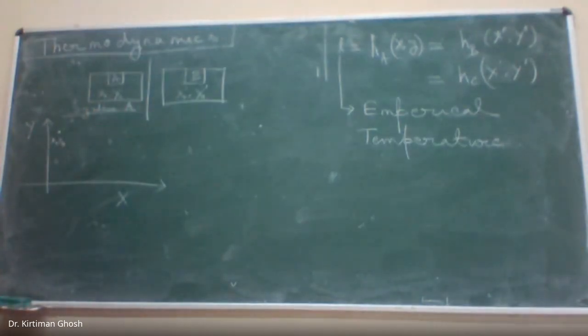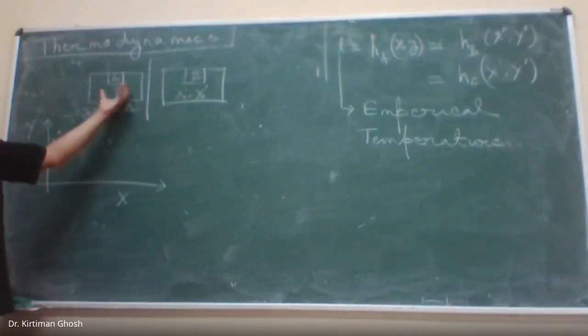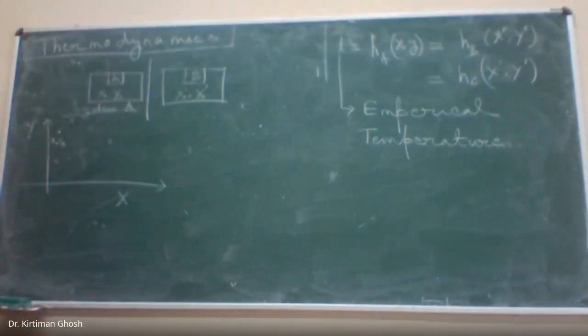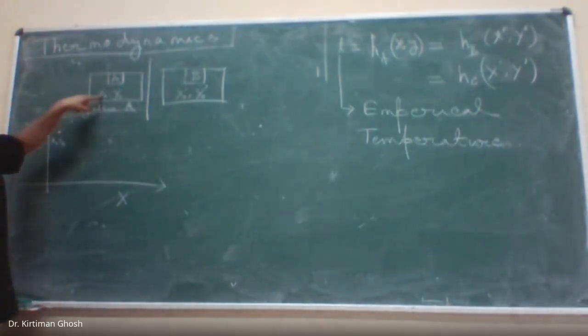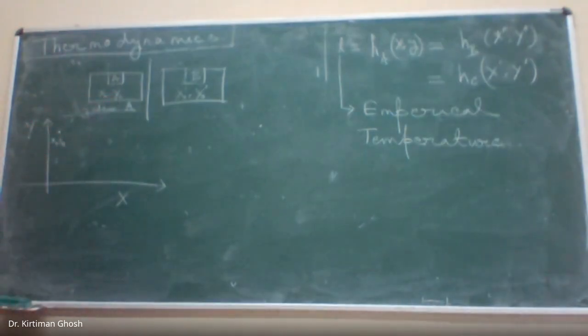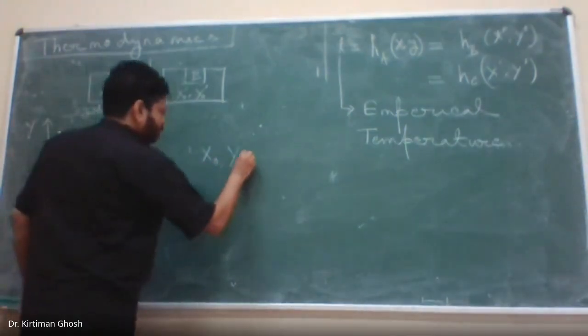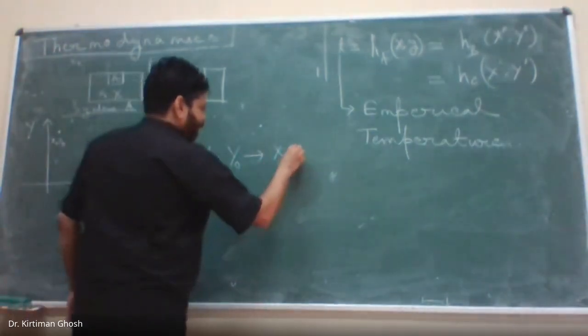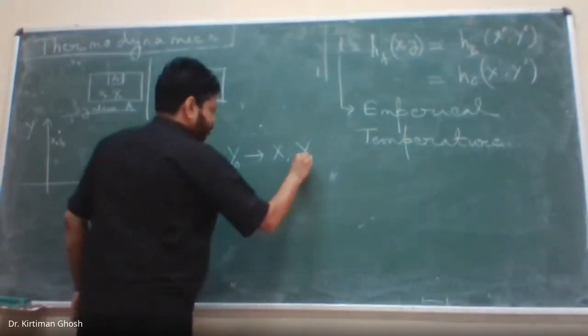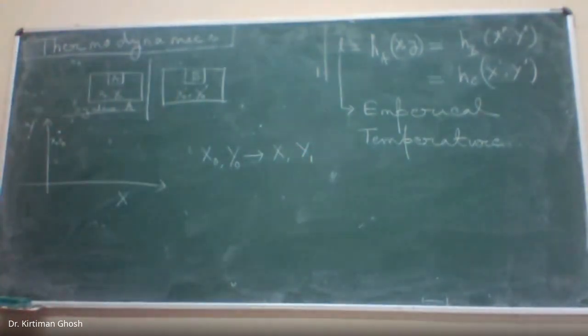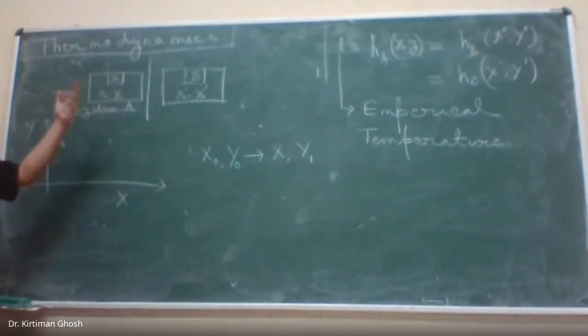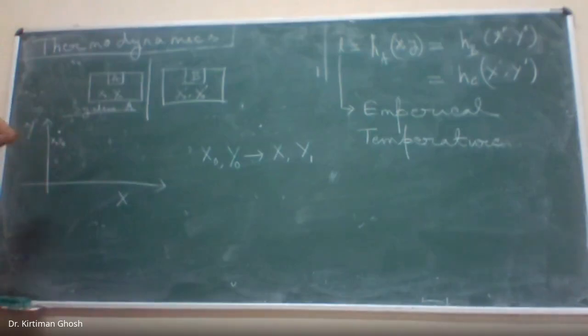Now what I do, I remove system A from here and change my x0 and y0 coordinate to some x1 and y1 coordinate. This x0, y0 could be volume, could be temperature. I mean, for an ideal gas, you can think that x0 is the volume and y0 is the pressure.